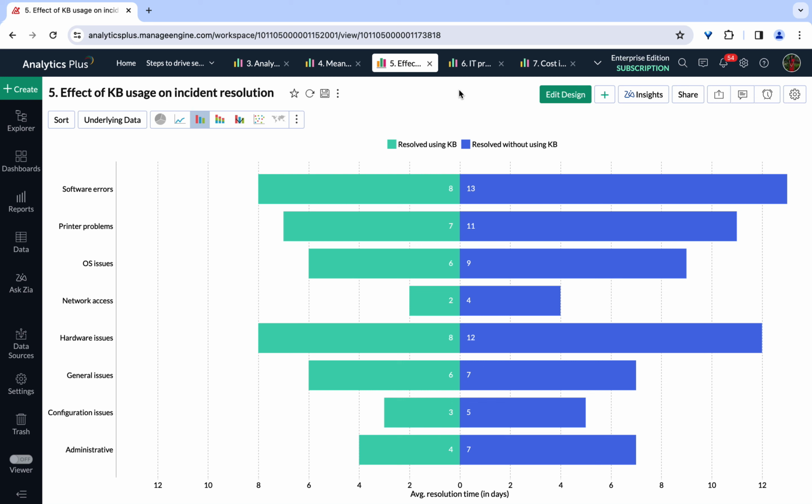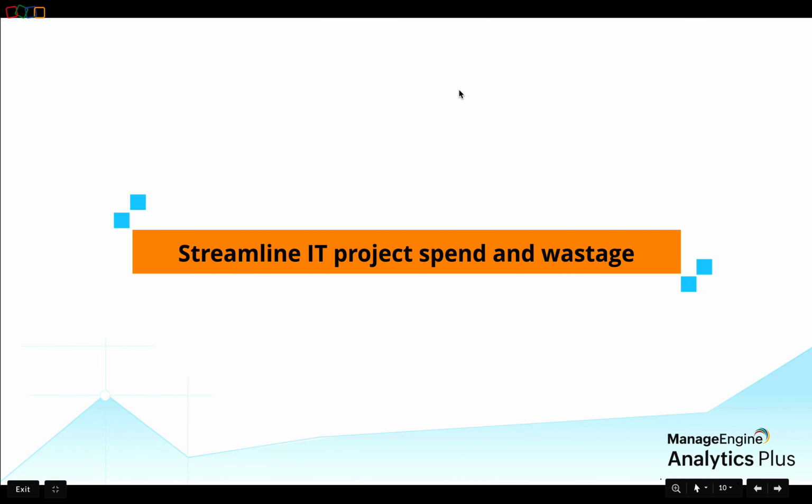Our session so far laid out practices that can address and mitigate costs originating from IT assets and incidents. Let's now build a strategic plan that streamlines IT project management. Now, there are two critical inefficiencies that exist within IT project management that can cause a significant drain on your overall budget. And these are inaccurate budget allocations and project delays. Let's first look at how analytics can be used to improve project allocations and budgeting.